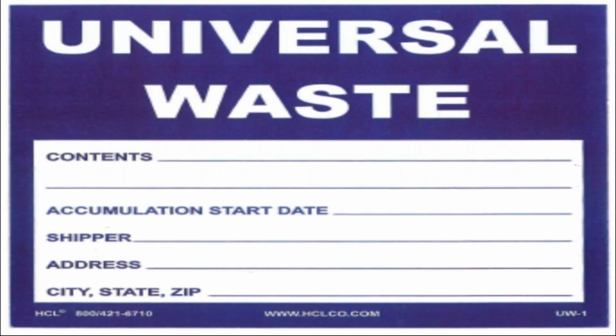This is a common label. It does have the accumulation start date area on it, and then in the contents, it describes what specific type of universal waste. The labels don't have to be purple. This is not the specific label you have to use, but this does contain the content that needs to be on the container, either marked directly on the container or put on a sticker or a label.